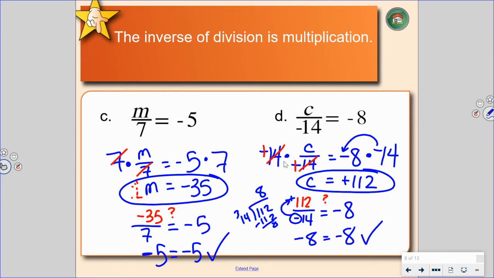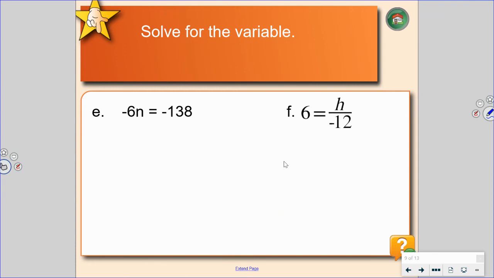So get rid of parts by multiplying. Get rid of division. The inverse of division is to multiply. If you need, actually, I would recommend you pause, try to work these out on your own, and come back when you're ready.